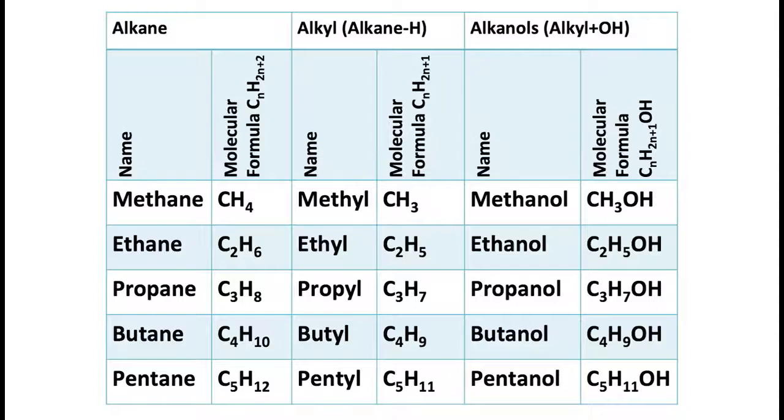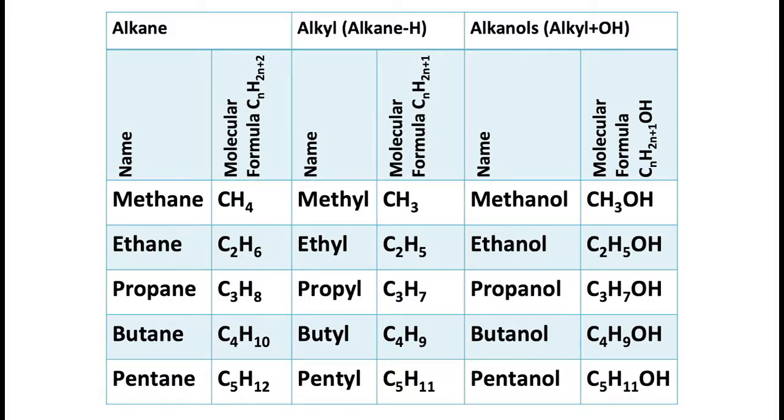A summary of it here includes the name and molecular formula of an alkane, because the difference between alkane and alkanol is removing the E in alkane and replacing it with an OL, which makes methane become methanol, and ethane become ethanol. So in the names of the alkane, you remove the last E and replace it with an OL. So methane is methanol, ethane is ethanol, propane is propanol, butane is butanol, pentane is pentanol.